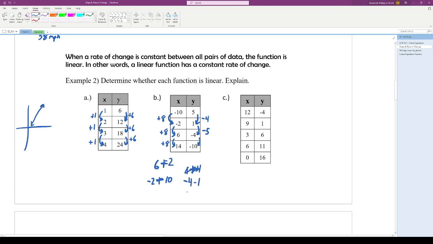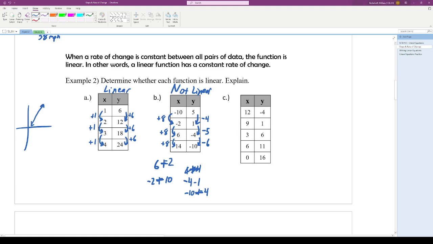And then our last step is negative 10 minus negative 4, which is negative 10 plus 4. That gives us a negative 6. So even though our x value is growing at a constant rate, our step size is the same, our y value isn't changing by the same amount each time. So this is not linear. When it's the same on both, it is linear.